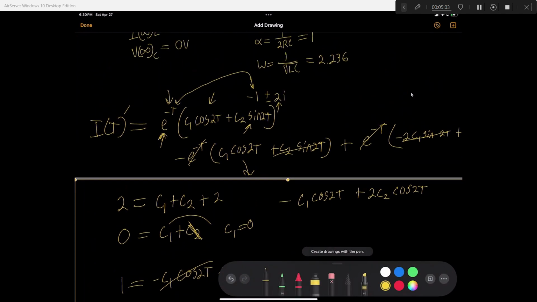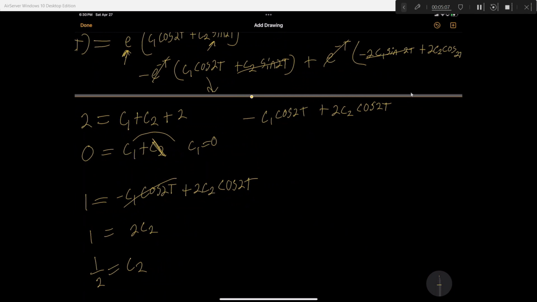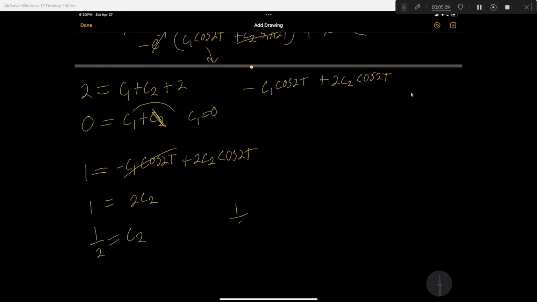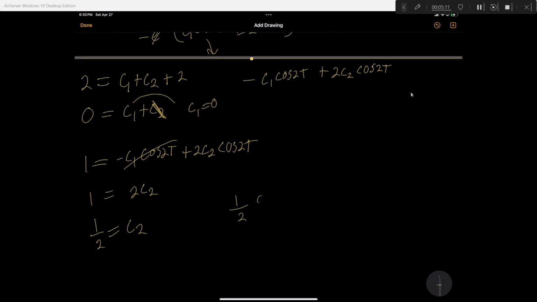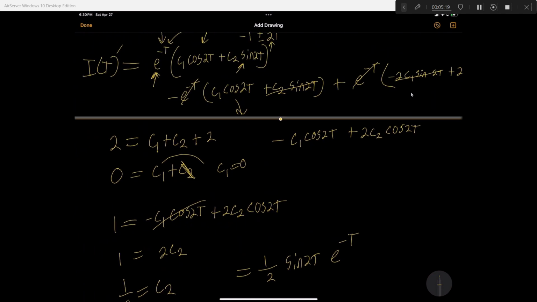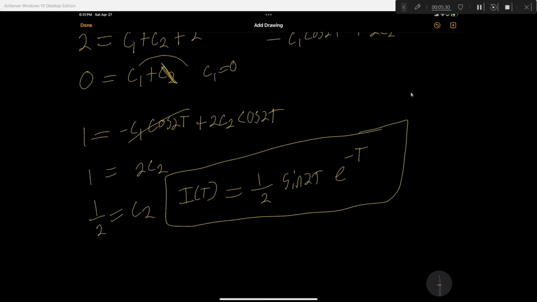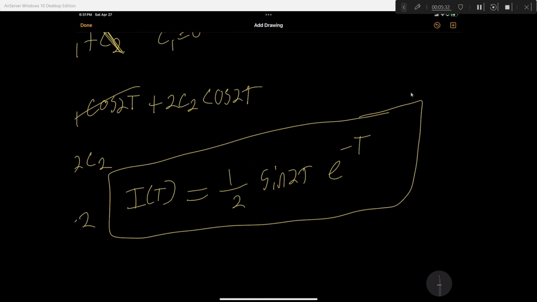So now let's plug our values into our new equation. So we're going to have C2 is 1/2, and we're going to have sine 2t e to the negative t is equal to I as a function of time. This is our final equation. This is our answer, right?